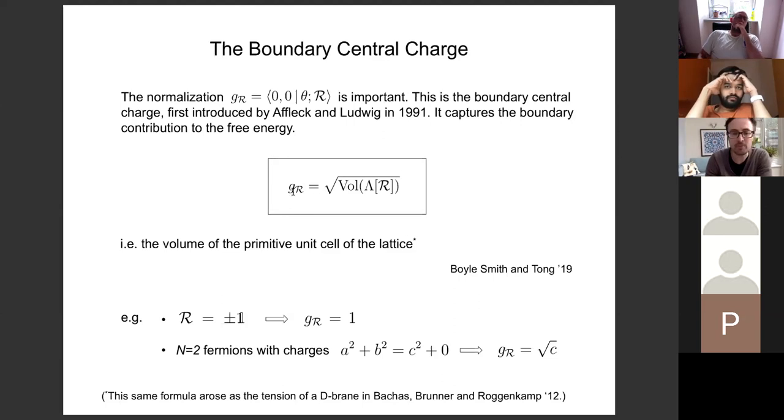We thought we were the first people to write this down, but actually Kostas Backus got in touch with us and pointed out there was a very similar formula that he wrote in a paper with Ilka Brunner and Daniel Rogenkamp some years ago. They were computing the tensions of D-branes in certain models. This boundary central charge is also the tension of D-branes. Their formula is the same as ours, but it takes quite a lot of work to show the equivalence. So we were sort of scooped by almost a decade by these people.